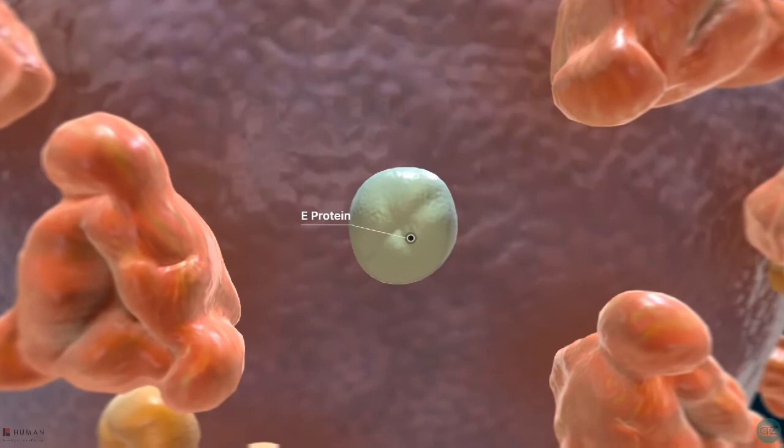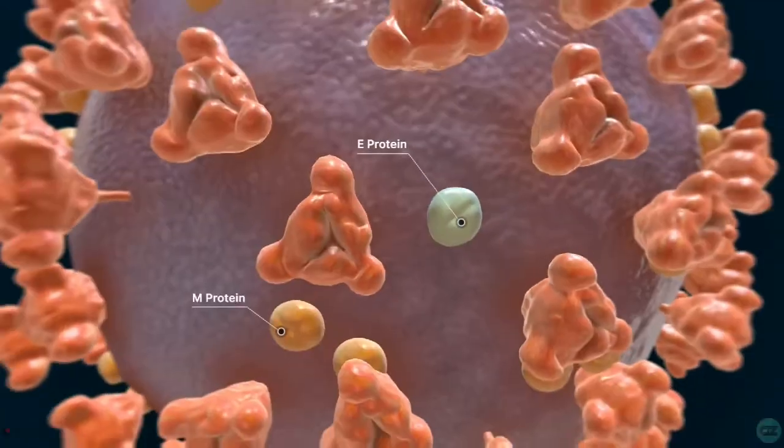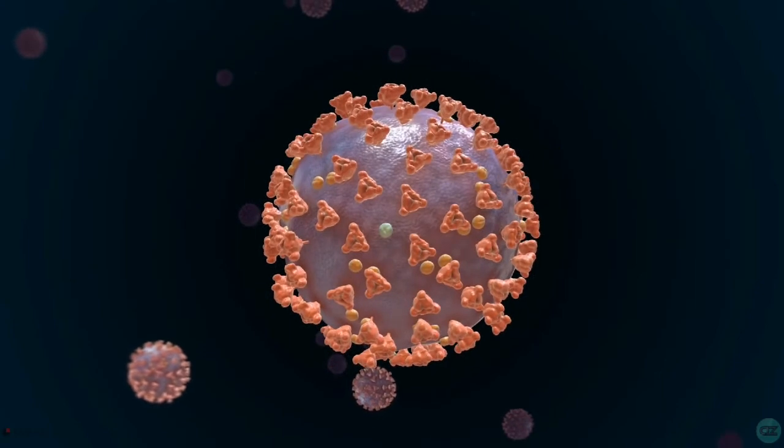We know that it is integral in the assembly and release of the virus from host cells, and during viral replication, it is largely localized at the site of intracellular trafficking, more specifically at the endoplasmic reticulum and the Golgi apparatus. So essentially, the M and E proteins play a critical role in turning the host cell apparatus into workshops where the virus and our own cells work together to make new viral particles.